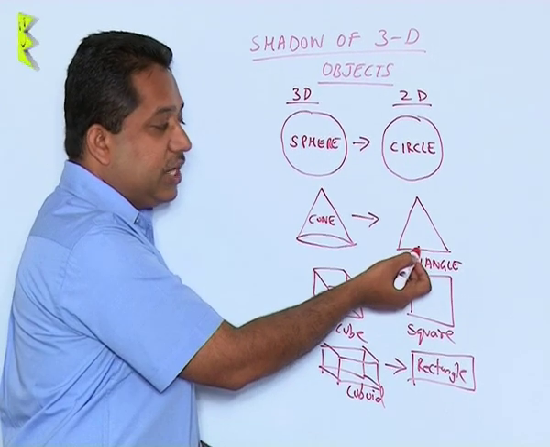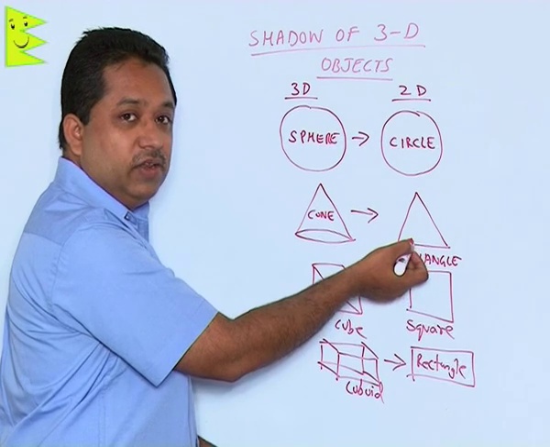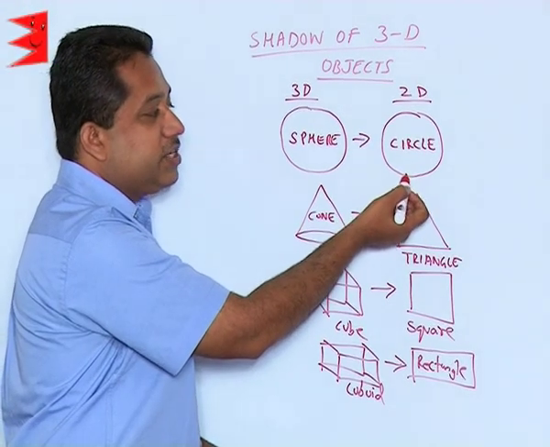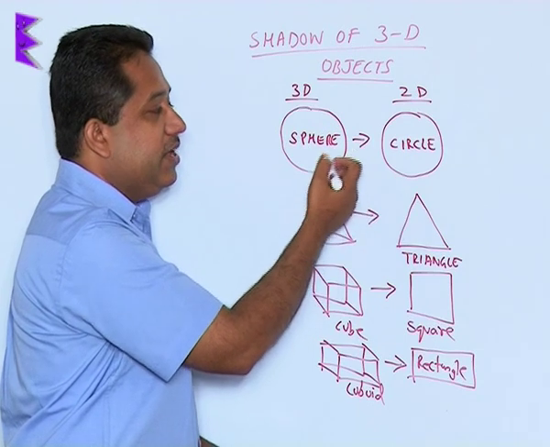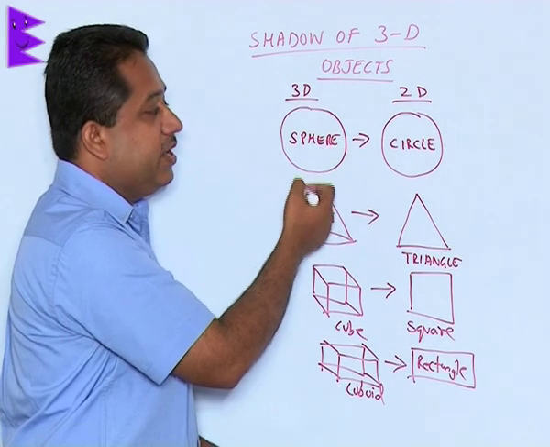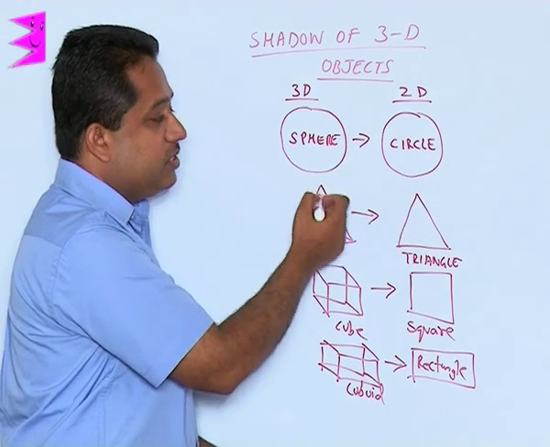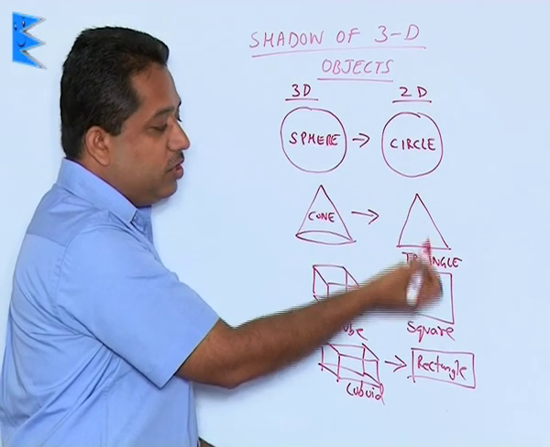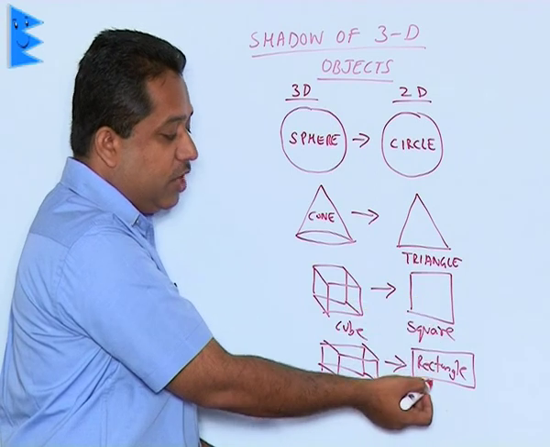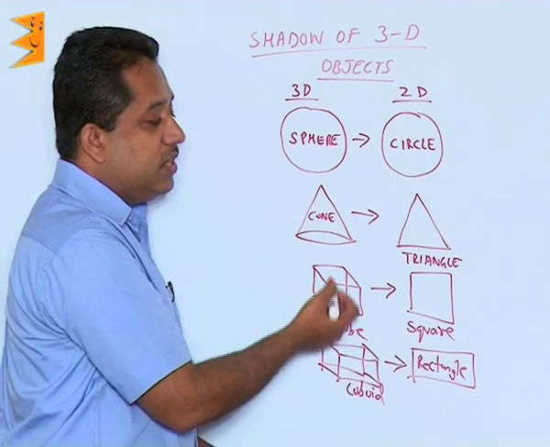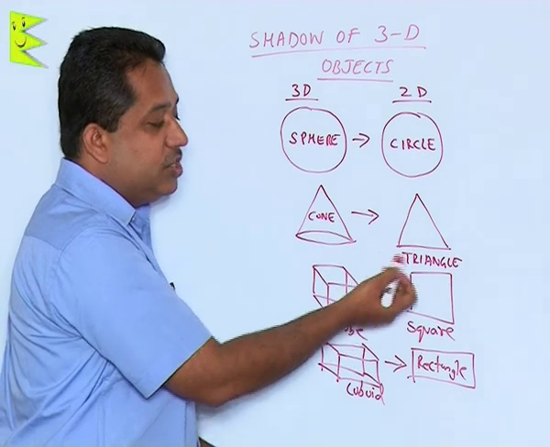A triangle shadow is obtained either by a triangle itself or a cone, and similarly a circle shadow can be obtained either by a circle itself or by a sphere. So either from 3D to 2D, that is from the original figure to the shadow, or the shadow may be given and you may be asked what is the 3-dimensional figure or what are the possible figures for which this shadow exists.